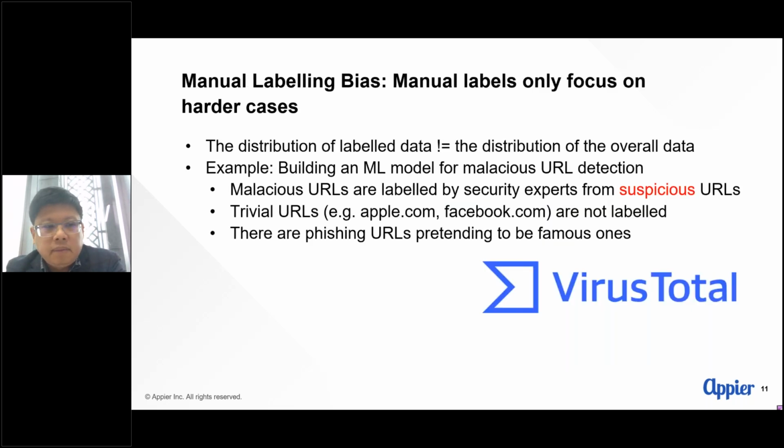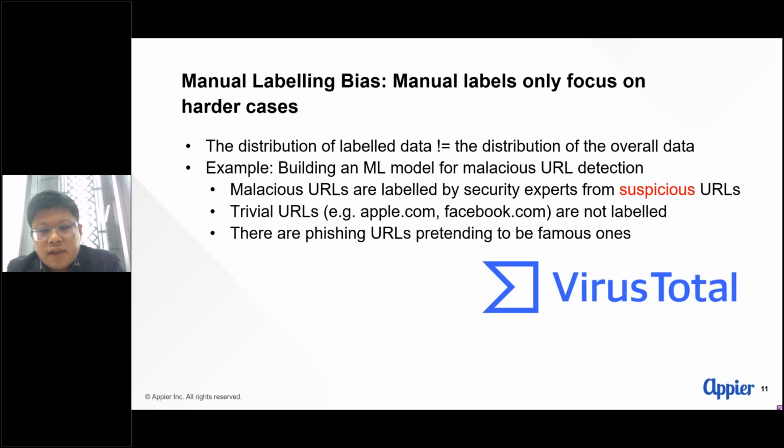The second bias we call the manual labeling bias. This is caused by the selections of the manual labeling process, which makes the distribution of the labeled data very different from the distribution of the overall data. I will provide an example. Say you want to use machine learning to build a URL detection model to detect malicious URLs. People probably know that VirusTotal is a database where we can obtain our training data. In VirusTotal, people can submit suspicious URLs to the site, and they have security experts help label those suspicious URLs. Some will be labeled as malicious and others will be labeled as benign.